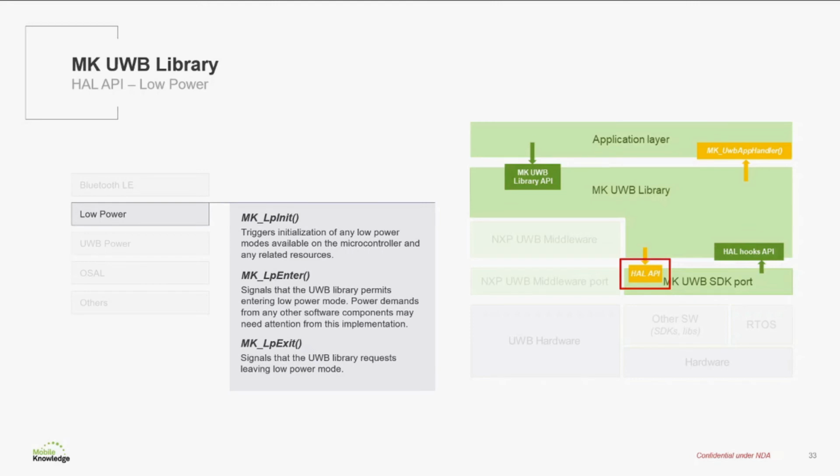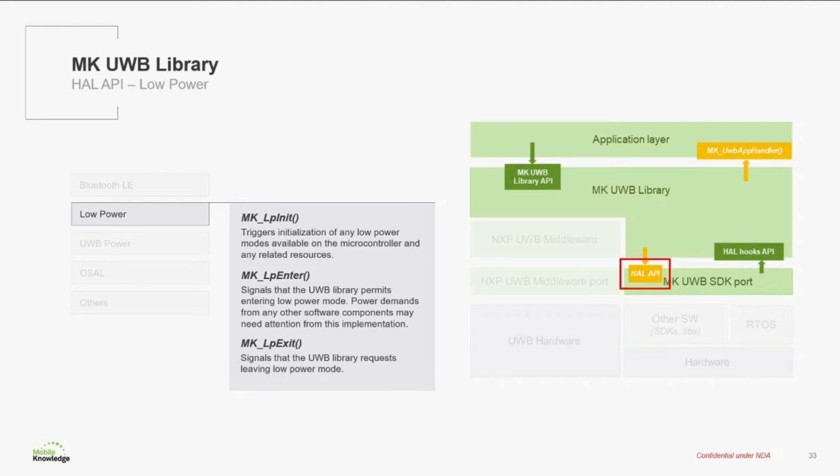The next three APIs deal with sleep or low power modes in the microcontroller or the processor running the library. MKLP init is called by the library to trigger the initialization of the low power modes and any resources associated with it. MKLP enter signals that the library allows entering low power mode, while MKLP exit is called by the library to request leaving low power mode.